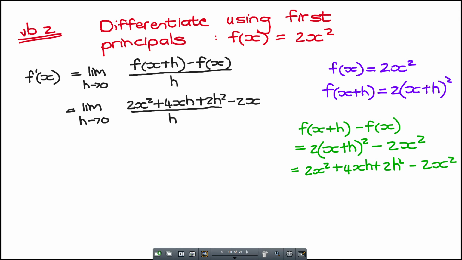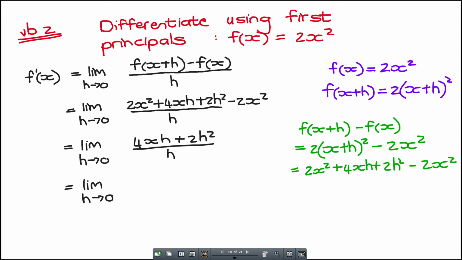Okay, so in the next step, let's show the cancelling out. Then I'm just going to have 4xh plus 2h squared over h. And now I take out a common factor. Ja, sê maar.